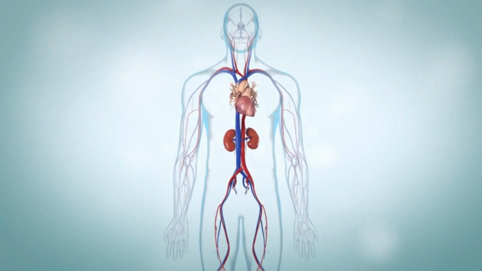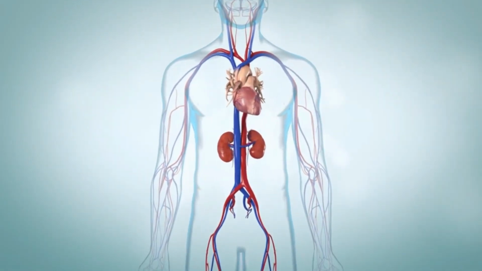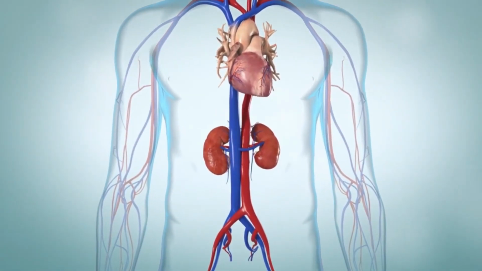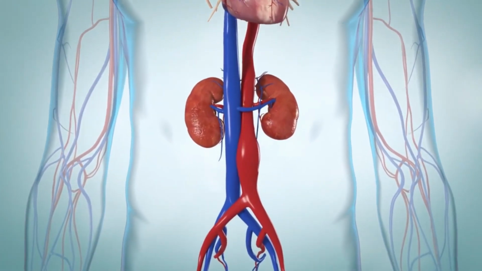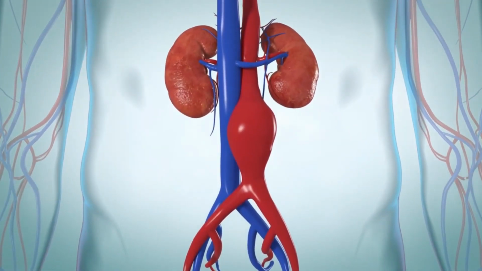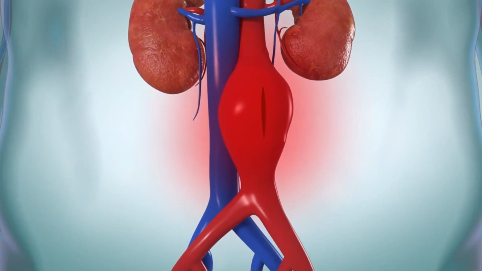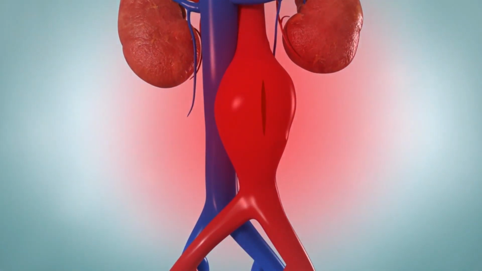The aorta is the main blood vessel in our body. It carries oxygen-rich blood from our heart to the rest of the body. An aortic aneurysm is a weak spot in the aorta that bulges or balloons outward. An aortic aneurysm is a serious medical condition. If the aneurysm ruptures or tears open, it can cause life-threatening bleeding inside the body.